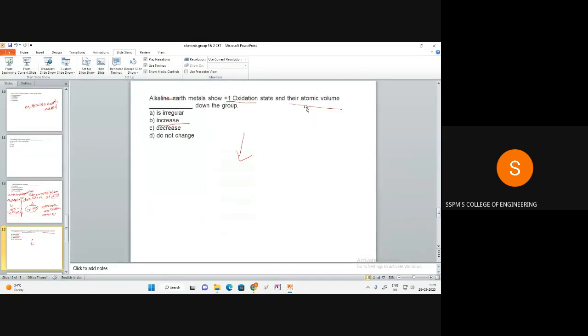So what is the answer? Atomic volume means atomic size. So atomic size increases down the group.